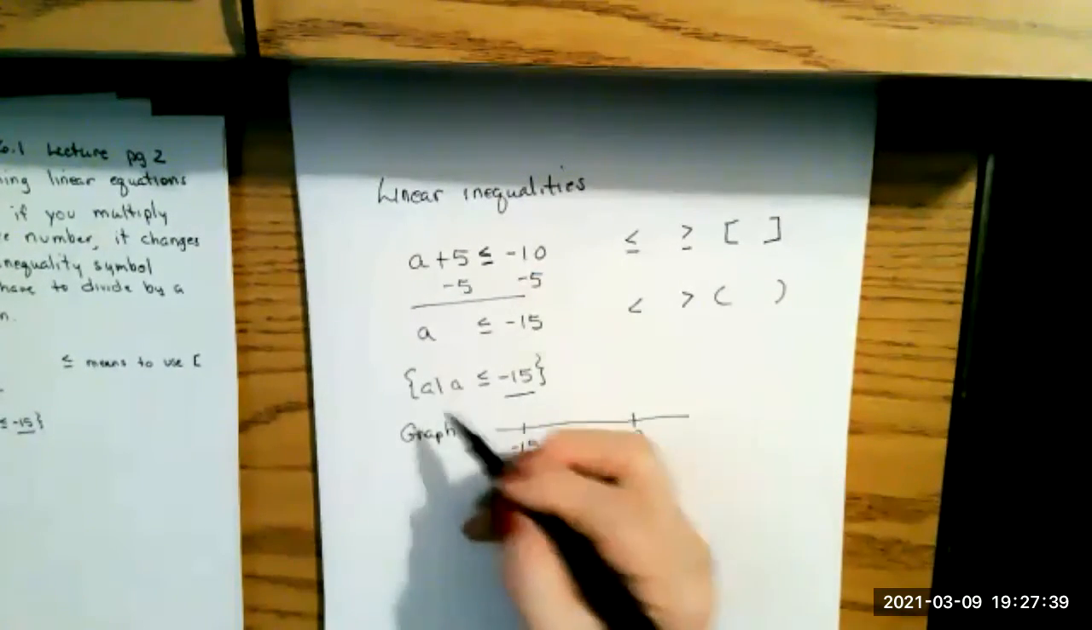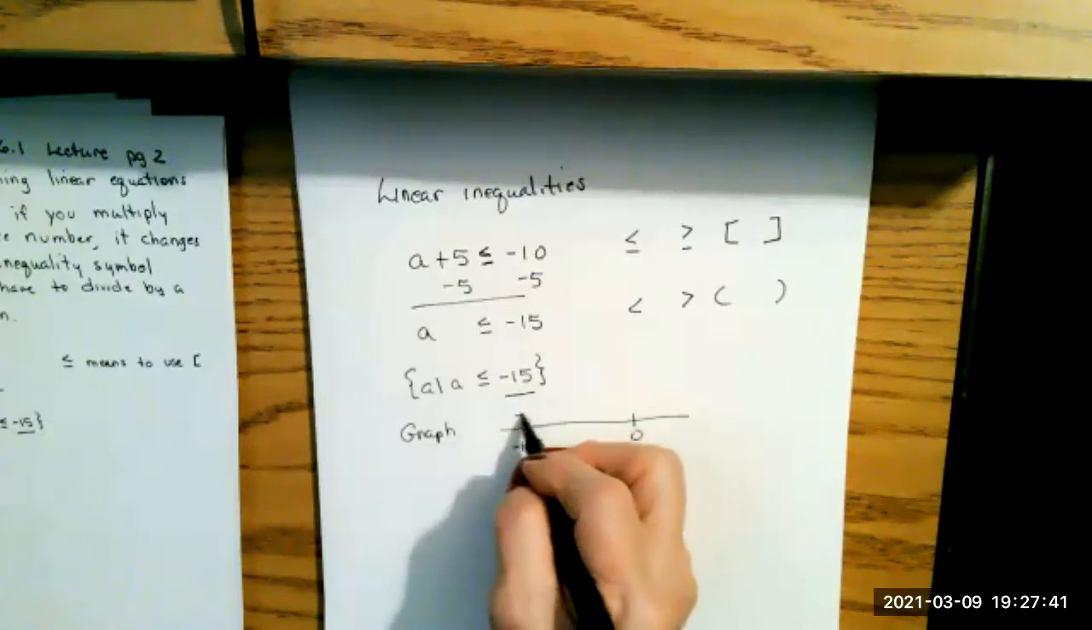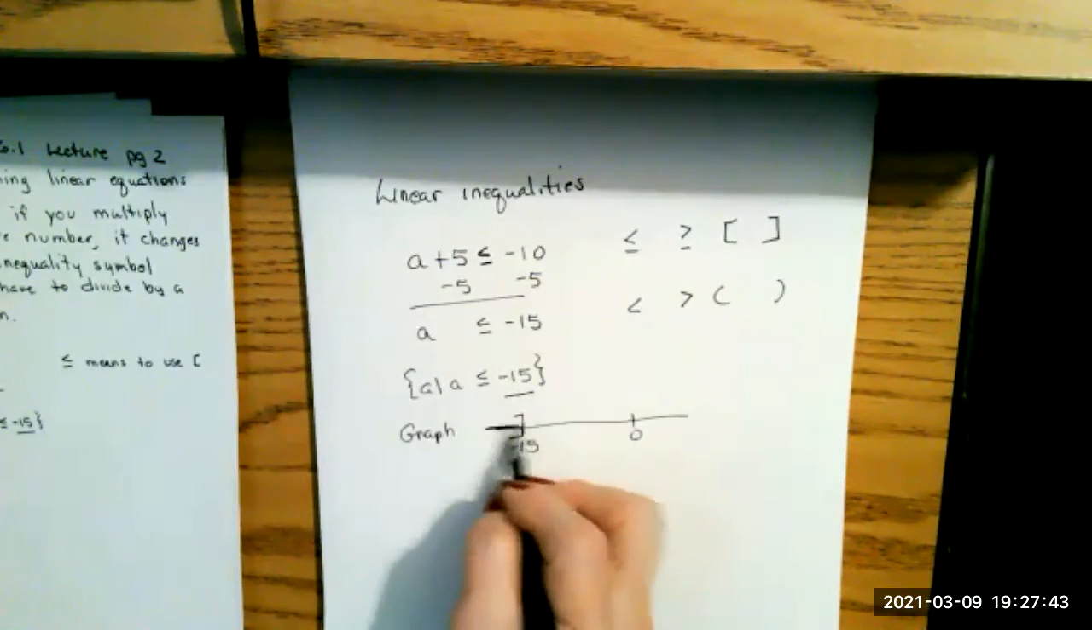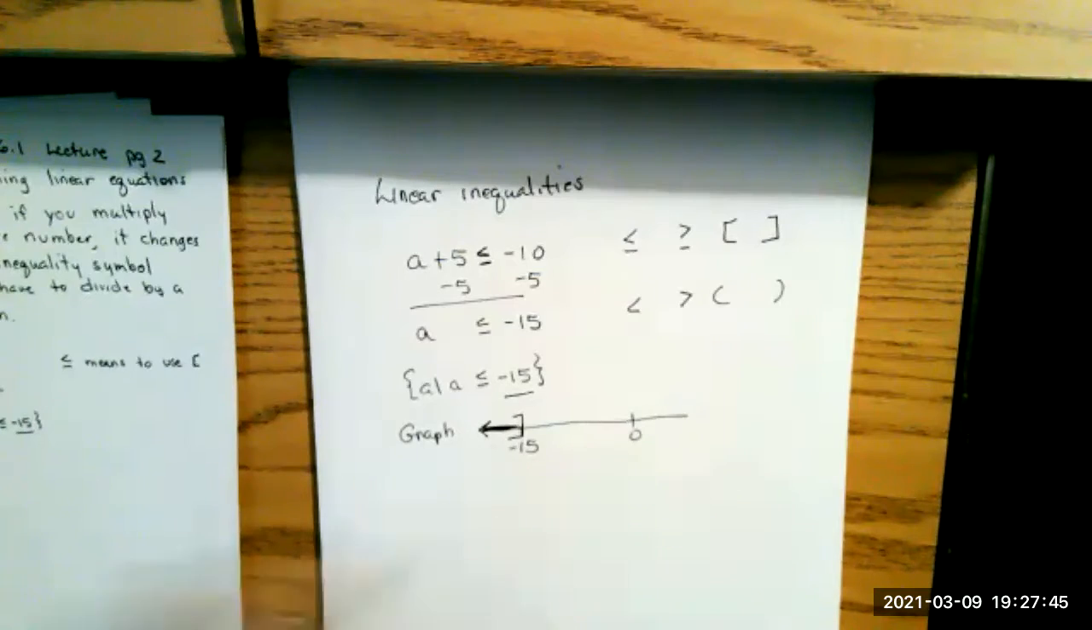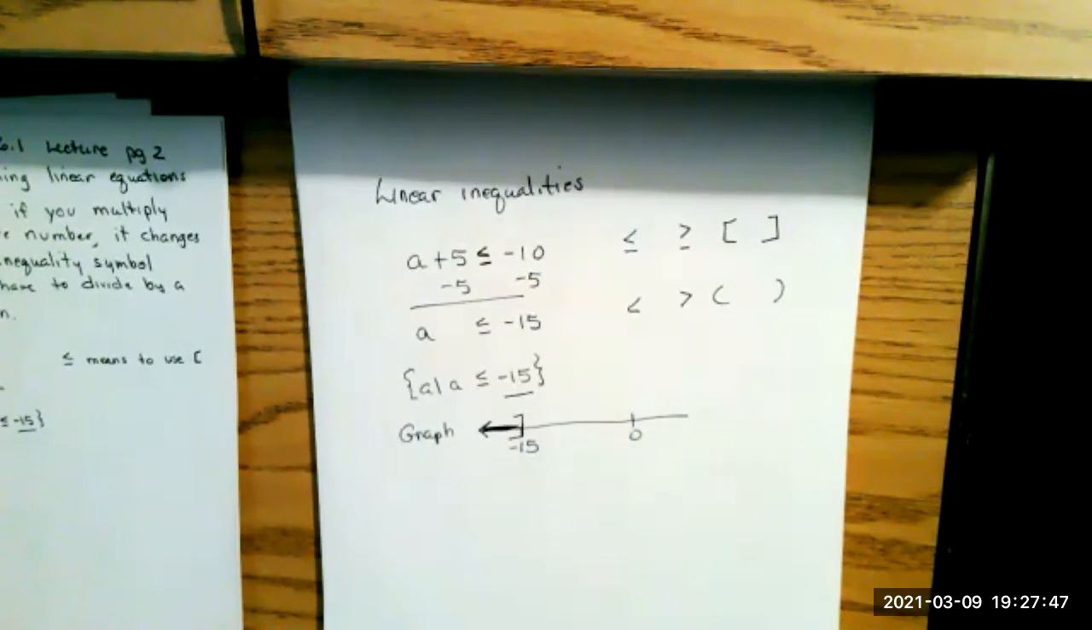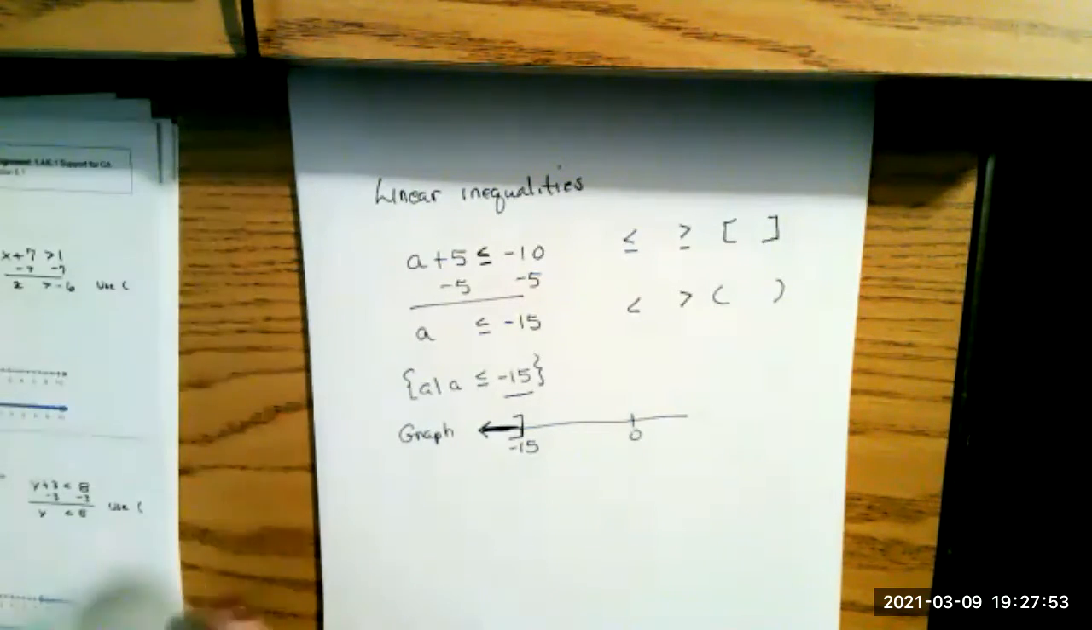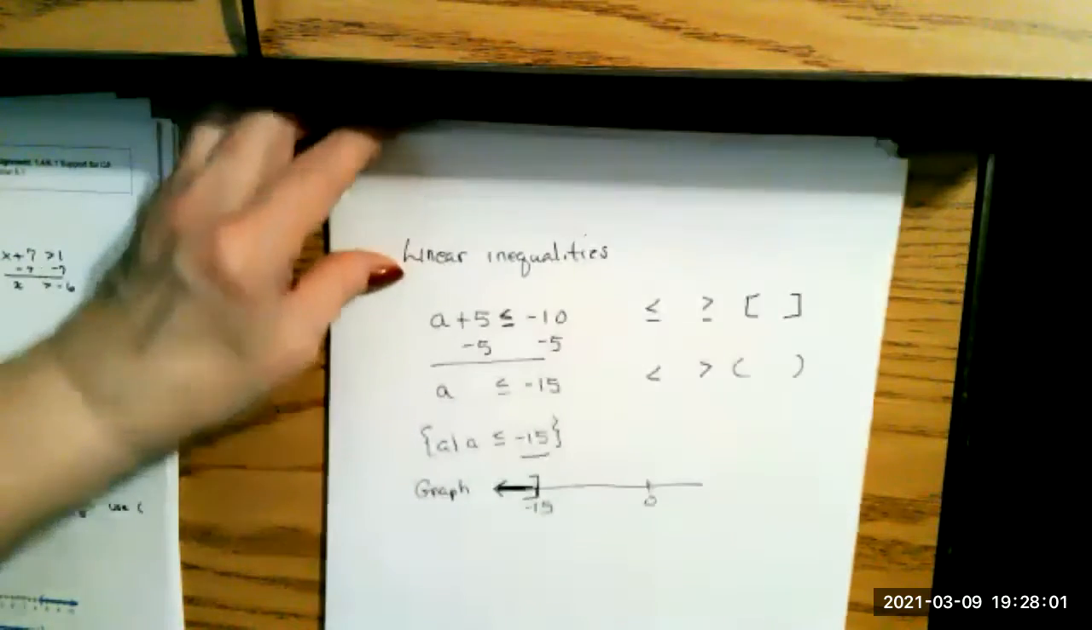Let's see what happens. A is less than or equal to -15 would be a bracket, and it goes to the left. So hopefully that will be easy for you to do. We've done these before, so this is like the second time we've done those kinds of problems. All right, so let's look at these and see what they're going to look like.